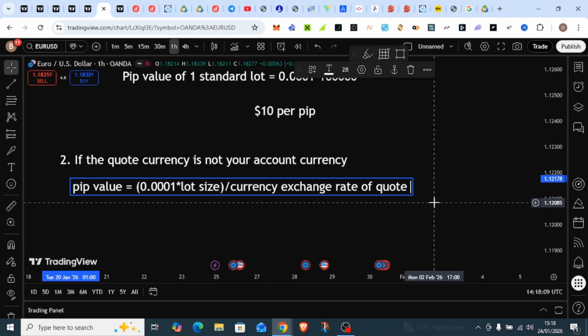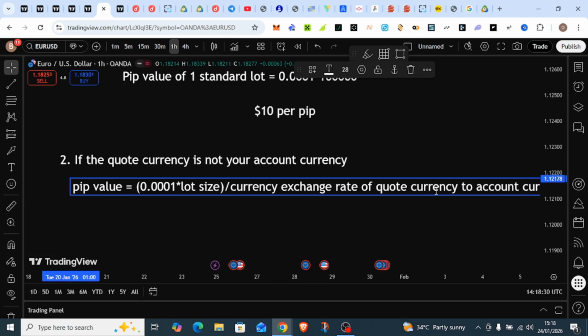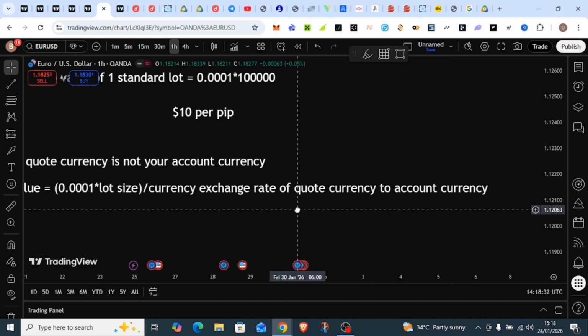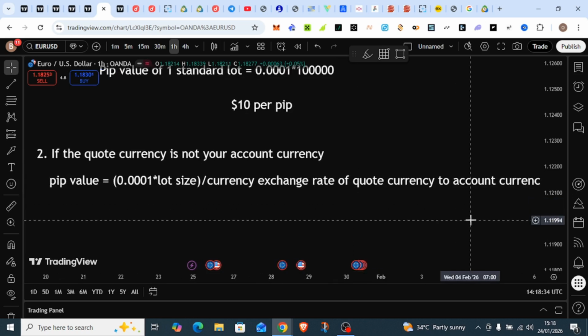So, account currency. This is the formula you should use. This will now convert the pip value to your account currency.